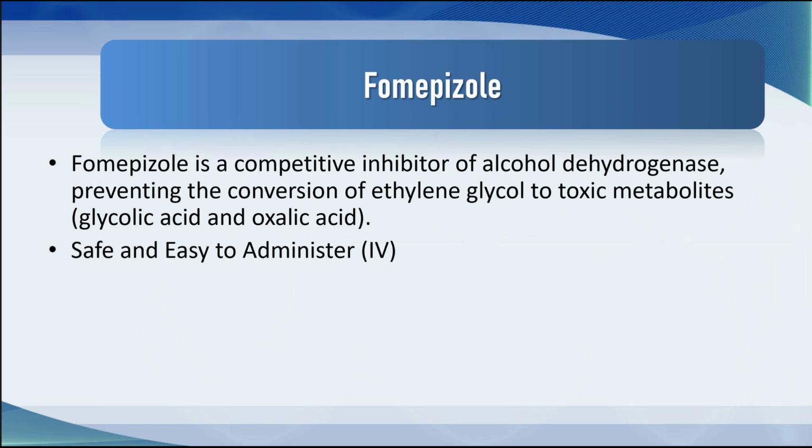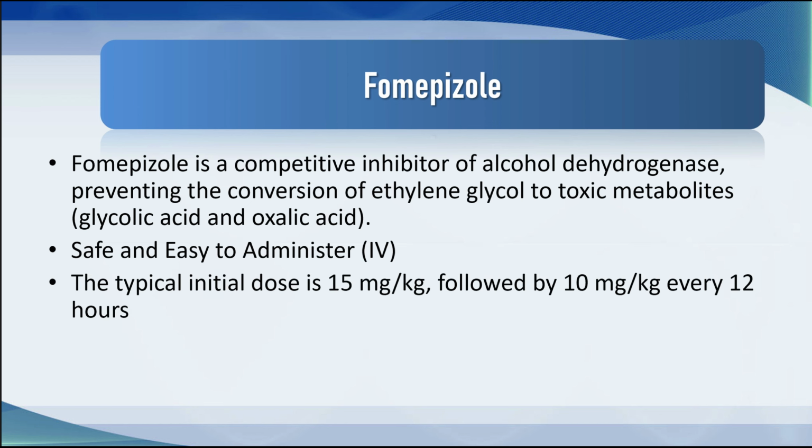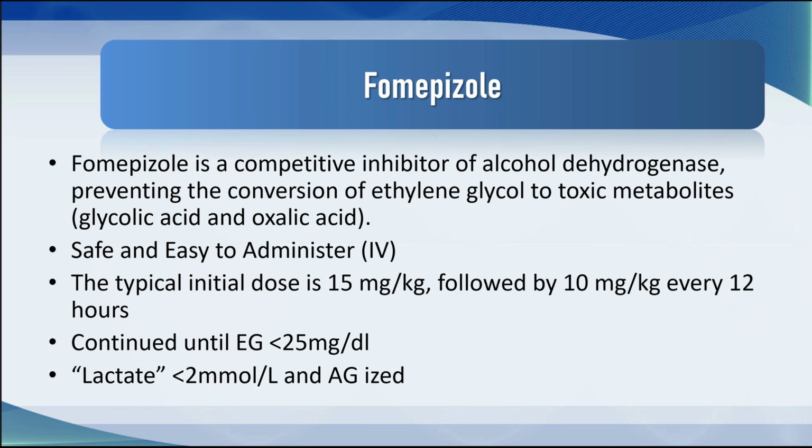It's very safe and easy to administer intravenously, and if you suspect ethylene glycol poisoning, just go ahead and give it while you're waiting for the lab results, the toxicology results to come back, because it will not harm the patient. The typical initial dose is 15 milligrams per kilogram, followed by 10 milligrams per kilo every 12 hours, and it's continued until the ethylene glycol levels are lower than 25 milligrams per deciliter, or the lactate, the spurious lactate on the blood gas machine, is lower than 2 millimoles per liter, and the anion gap is normalized.